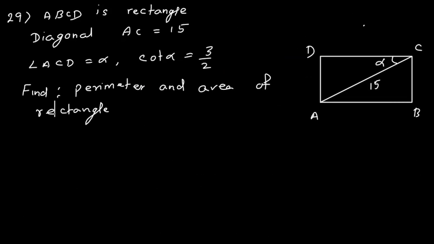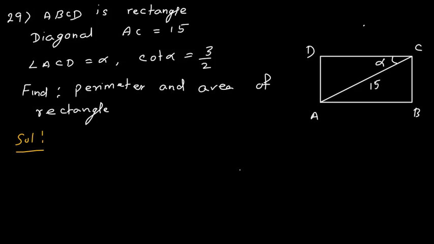Now let us move to the next question. Here ABCD is a rectangle and diagonal AC is 15. Angle ACD is alpha. The value of cot alpha is given as 3 upon 2. We have to find the perimeter and area of the rectangle. So for perimeter and area we should know each and every side.